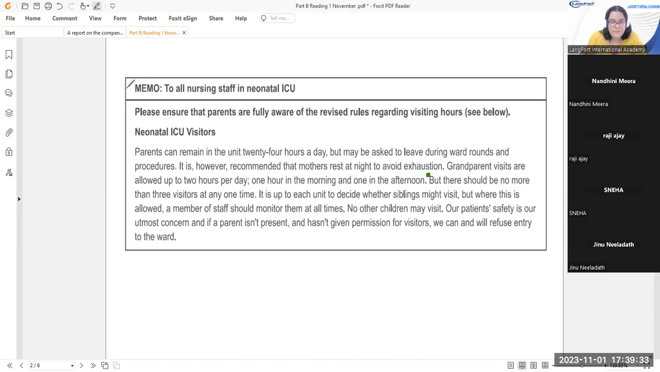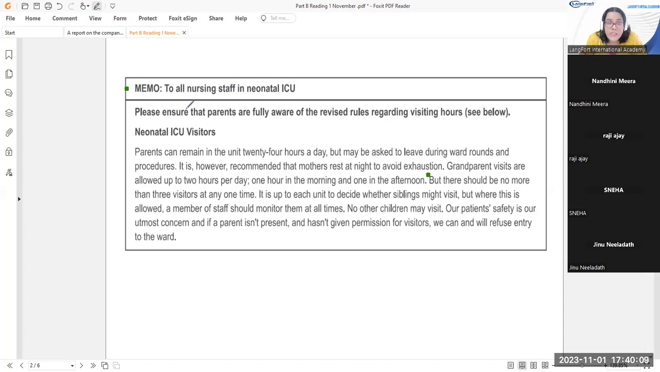Okay, ma'am. Memo to all nursing staff in neonatal ICU. Please ensure that parents are fully aware of the revised rules regarding visiting hours. Neonatal ICU visitors, parents can remain in the unit 24 hours a day, but may be asked to leave during ward rounds and procedures. It is, however, recommended that mothers rest at night to avoid exhaustion. Grandparent visits are allowed up to 2 hours per day, 1 hour in the morning and 1 hour in the afternoon.